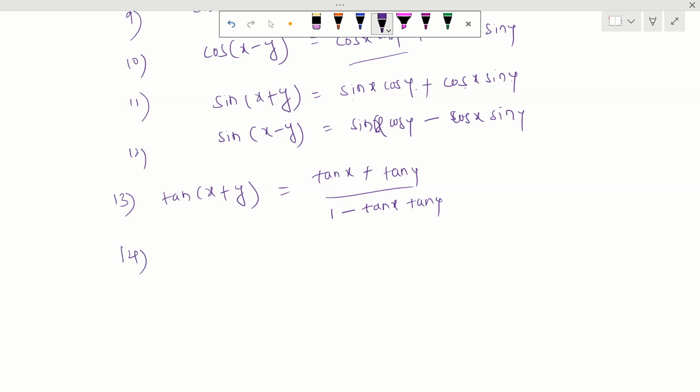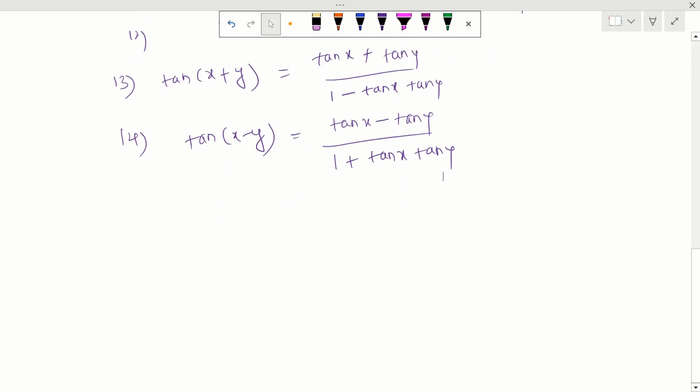Okay, now the 14th one, we can write tan of x minus y. What is tan of x minus y? Here minus. It is tan x minus tan y, and in the denominator obviously 1 plus will come. Then it is 1 plus tan x tan y, isn't it?